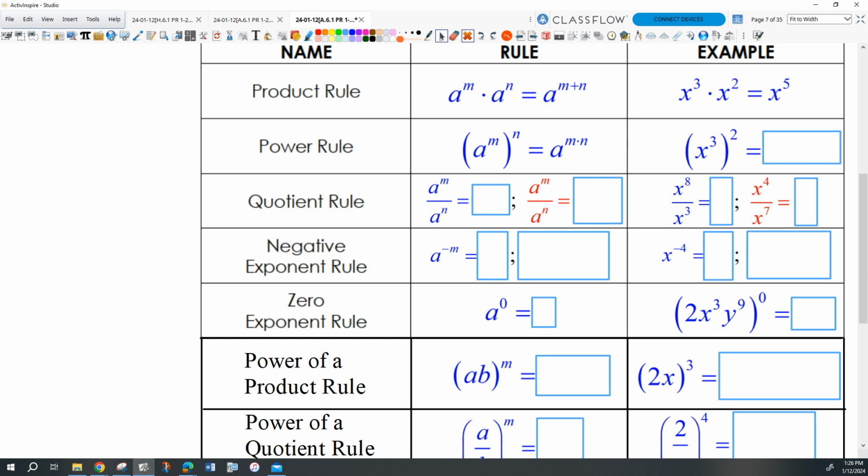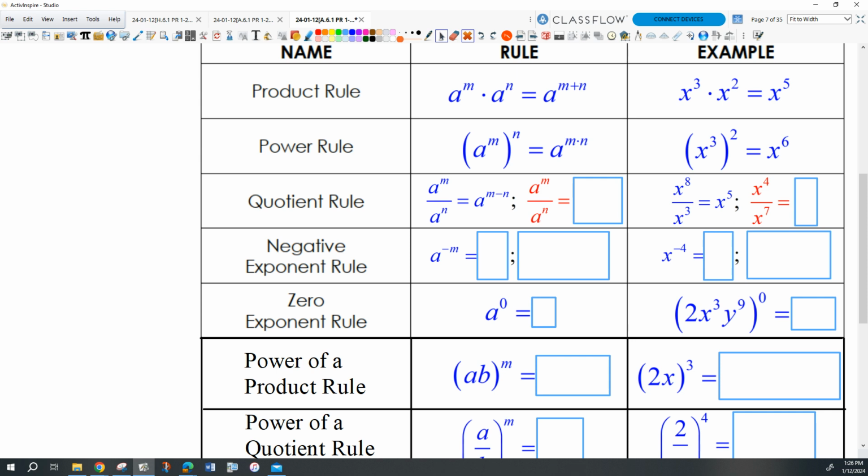What is the quantity X cubed, squared? X to the 6th. Okay, that's a really common mistake as people mix those up. All right, now the quotient rule we just learned. If I divide like bases, what do I do to the exponents? You subtract them, yeah. So A to the M divided by A to the N is A to the M minus N. So for example, X to the 8th divided by X cubed is X to the 5th.